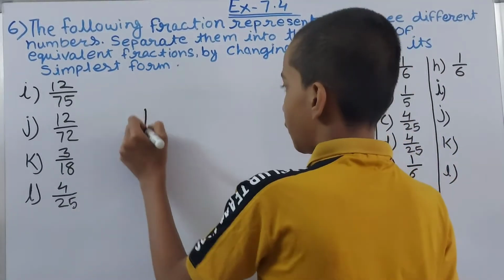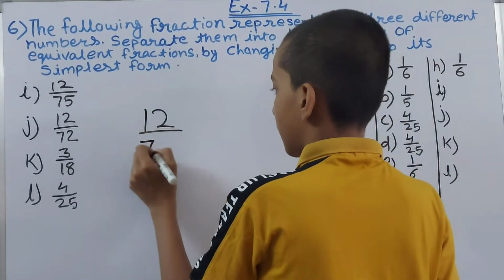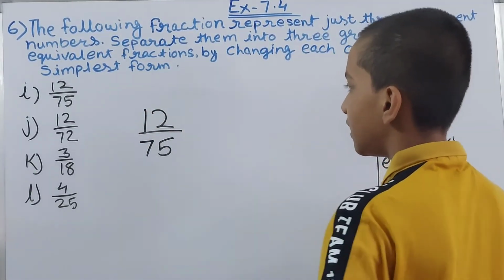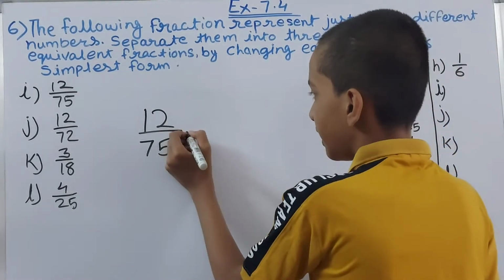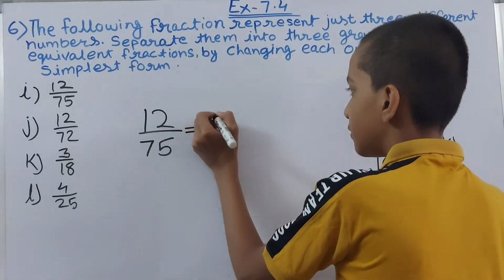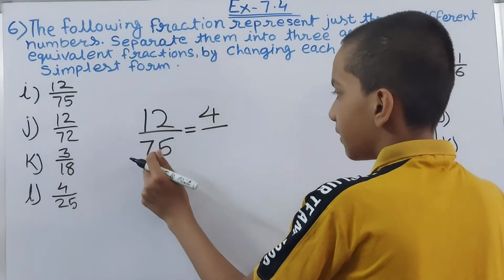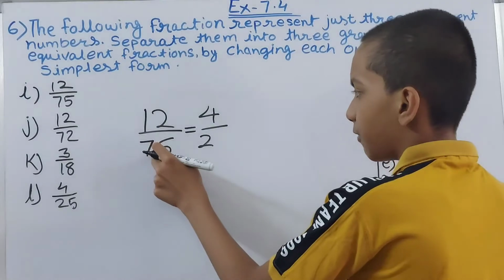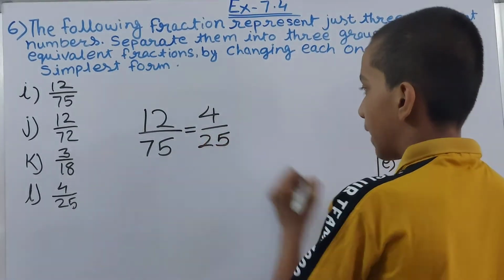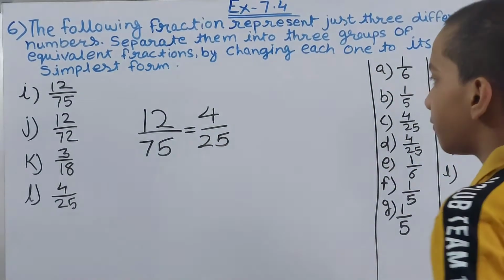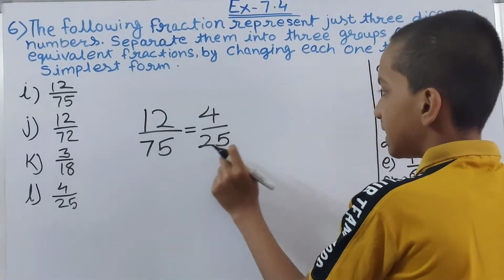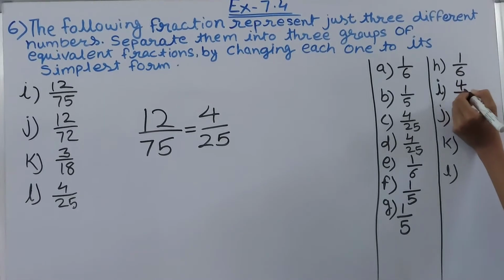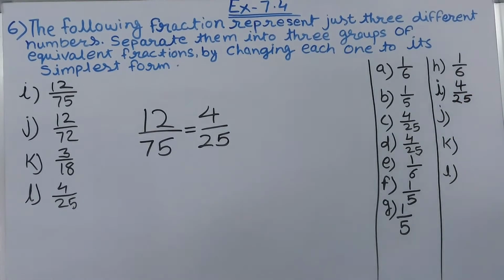So this is 12 upon 75. As you can see, 12 and 75 both will go by 3. So 12 goes how many times? 4 times. And 75 goes 25 times. So 4 upon 25. Now as you can see, this is in its simplest form. That means the simplest form becomes 4 upon 25.